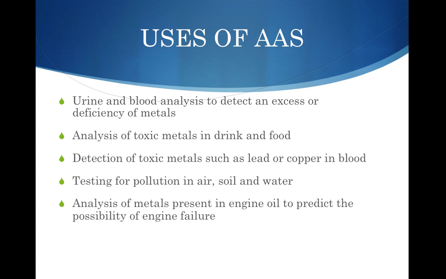We can use it, as we say, to find metals. So you might use it to look at, say, the iron content in blood. Okay, lots of people, particularly women, end up anemic. So we might look at it to see, well, is there enough iron in their blood? We can also look at toxic metals in drinking food, so things like mercury in fish, to see if it's got safe levels to eat. We can look at pollution in air and soil, and engine oils, because that might cause engine failure if there's too much in there.